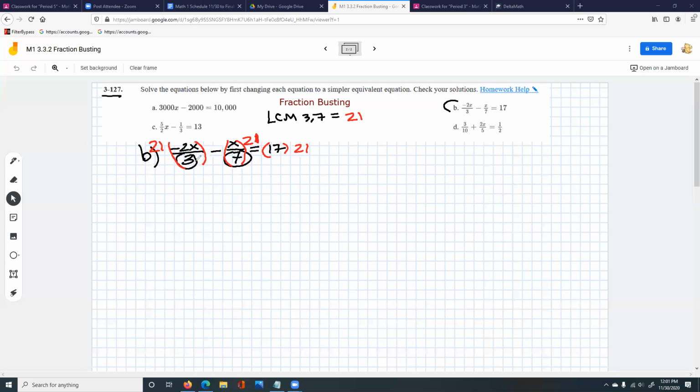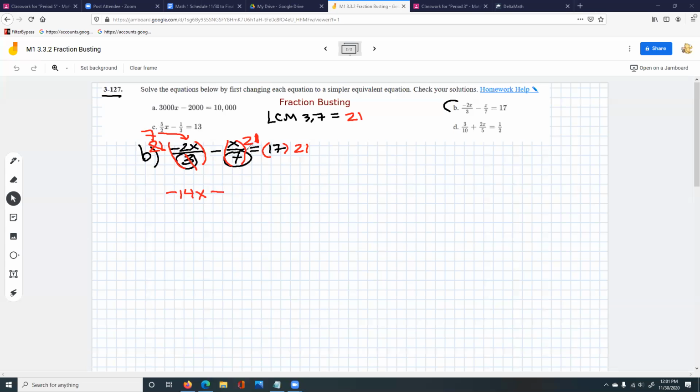Okay, and the reason why is, look what happens when I multiply this fraction by 21. This 3 is going to go into 21 7 times. And then I'm just going to multiply 7 times negative 2x, which is negative 14x. And the fraction is gone. Why is the fraction gone? Because the 3 went into the 21 and got rid of that denominator.